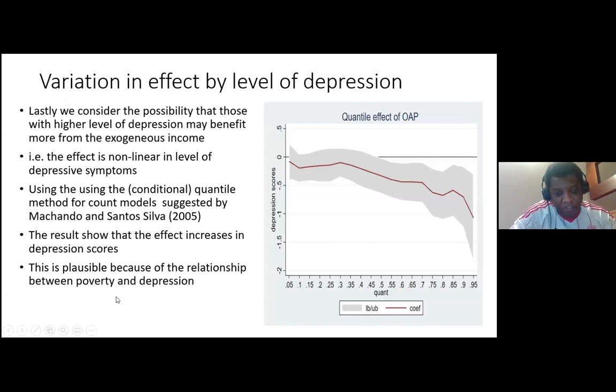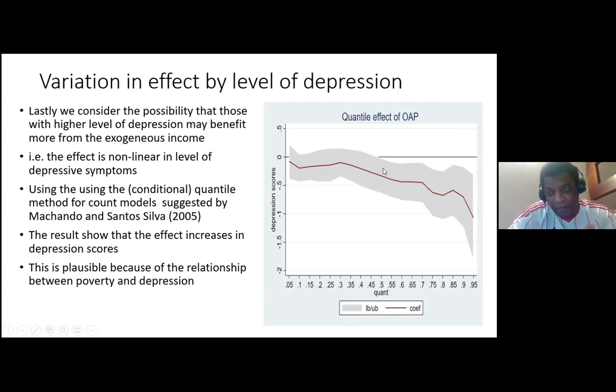Lastly, we consider the possibility that the effects might vary with the level of depression score. The idea here is that the effect might be non-linear. People that have higher depression scores may be benefiting more from the grant than people that have a relatively moderate level of depression scores. And so we use a quantile regression to try to check that. And the result is shown here.